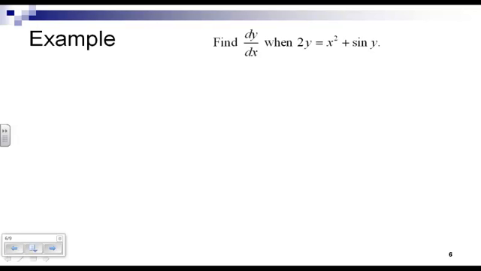So sine of x is a single chain. Sine of y is a double chain, because y is a function itself. It implies that y is a function. X is a function itself.